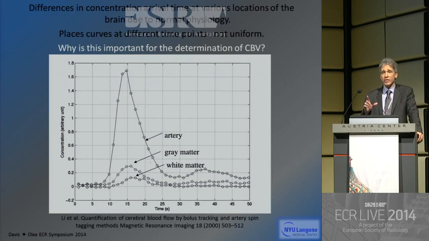The concentration curve is different in different parts of the brain. This is the arterial input function. Here's the gray matter input function, which is slightly delayed and lower. And here's the white matter input function. It's even more delayed. So why would that be problematic?